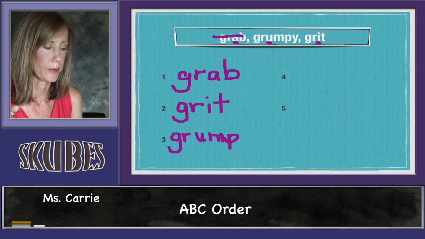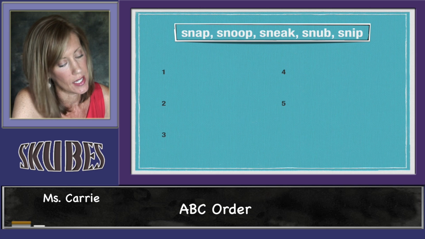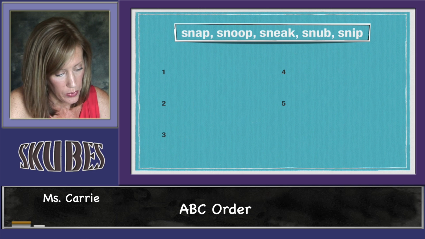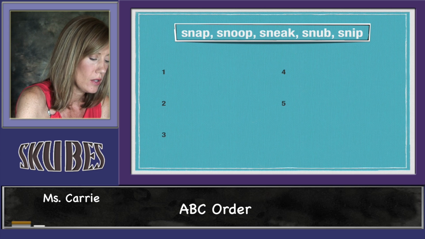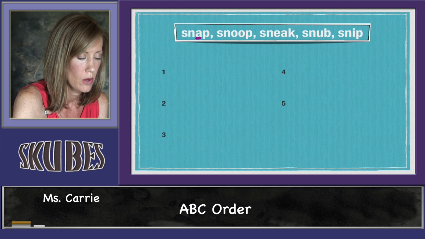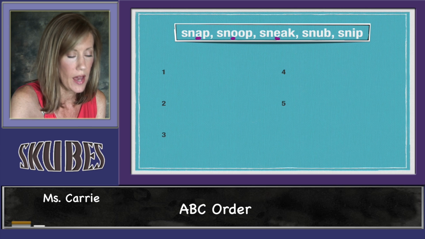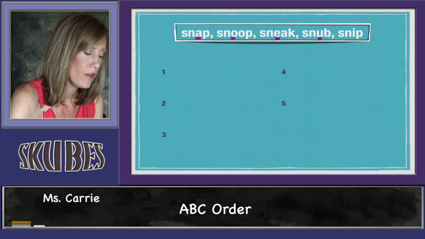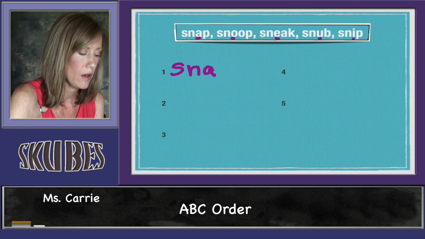Let's look at a few more words. We have snap, snoop, sneak, snub, and snip. They all start with SN, so we're looking at that third letter. So we have an A, we have an O, we have an E, we have a U, and we have an I. Well, I know the first one's going to be snap because A is at the very beginning of the alphabet. So we got that one.